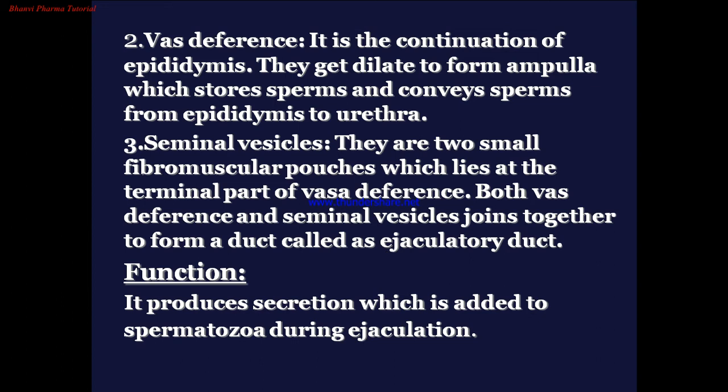Functions of the seminal vesicles. It produces a secretion which is added to the spermatozoa during ejaculation. What does the function mean? It produces the secretion of the sperm, which is added to the spermatozoa during ejaculation.